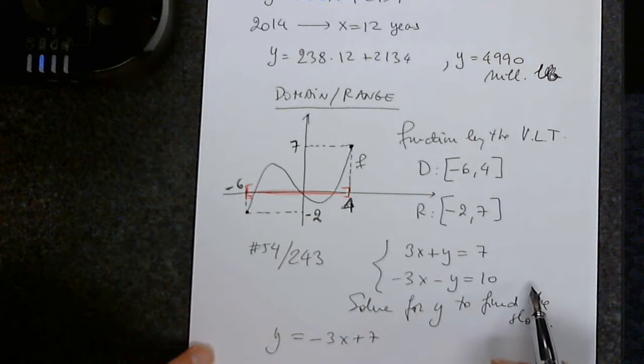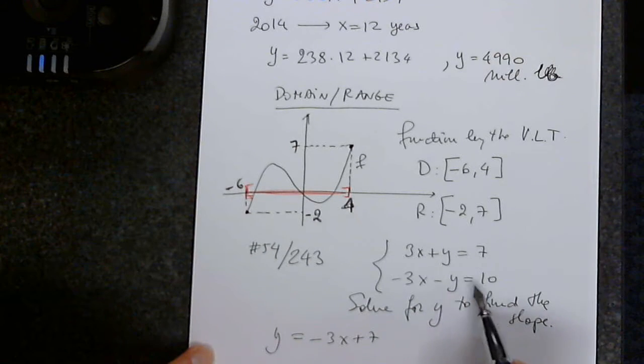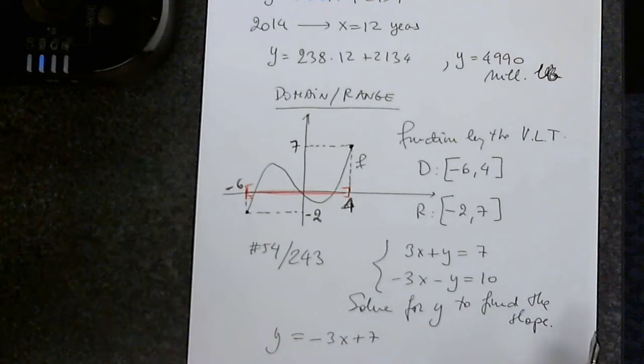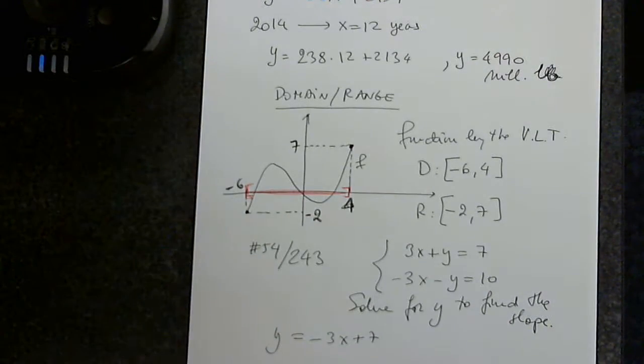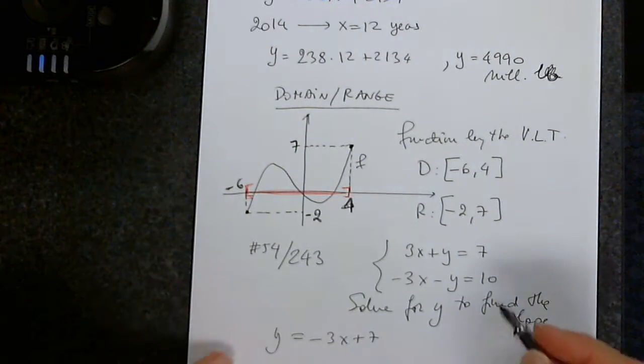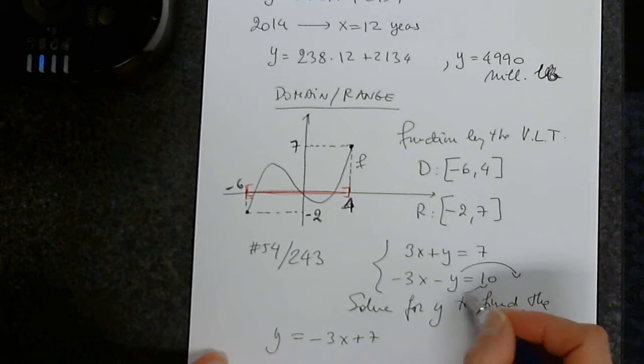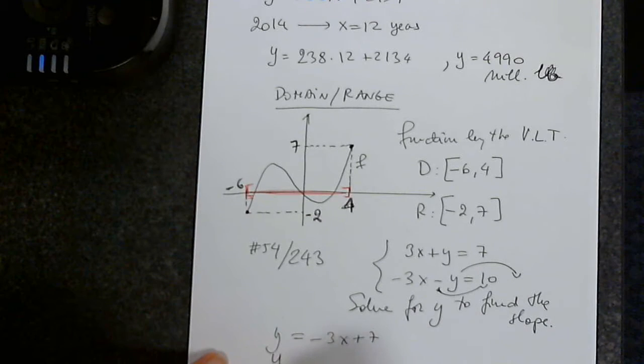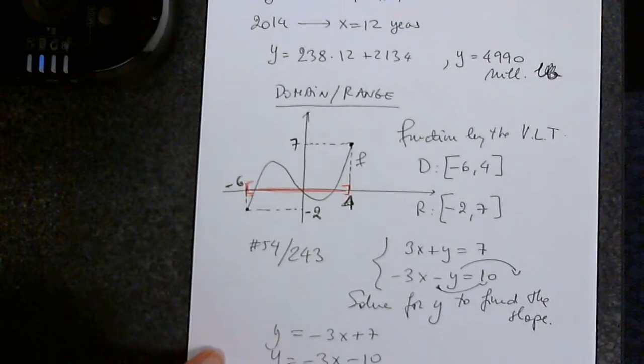So yes, I move y to this side because it's negative, and then I subtract 10. Or you keep negative y, you move negative 3x, but then you have to multiply both sides by negative 1. So which method would you like to apply? Yes, I would move y, and I will move 10. So therefore, y equals negative 3x minus 10.